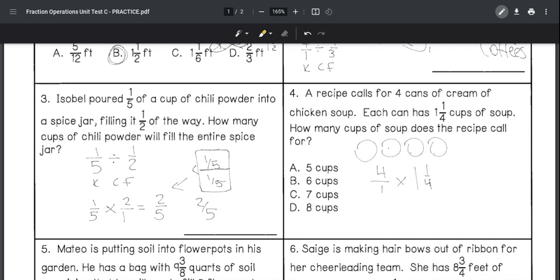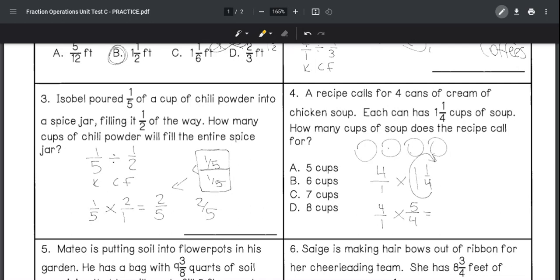I can't multiply right now because I can't multiply with a mixed number. So I'm going to use that MAD-C method. The 4 is going to stay the same. 4 times 1 is 4, 4 plus 1 is 5, 5/4.